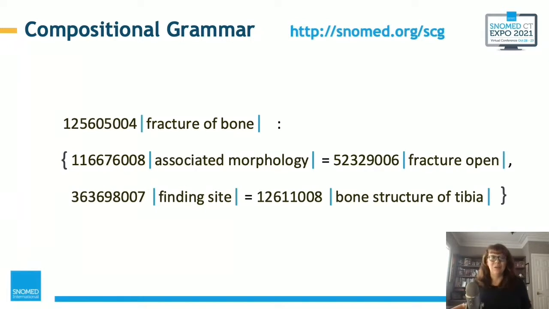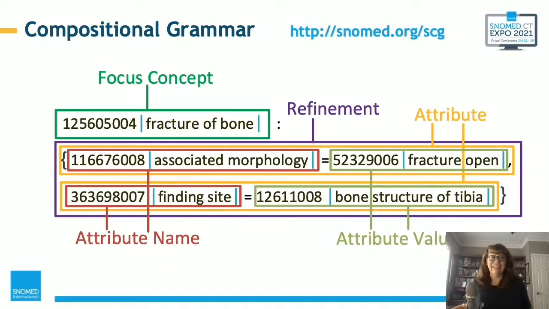Here is an example of a compositional grammar expression that represents an open fracture of the tibia. The expression can be read as fracture of bone with an associated morphology of fracture open and finding site of bone structure of tibia. In this expression, the focus concept is the fracture of bone, while everything after the colon is the refinement. And this refinement includes a role group, shown with the curly braces, and two attributes, each with an attribute name and an attribute value.